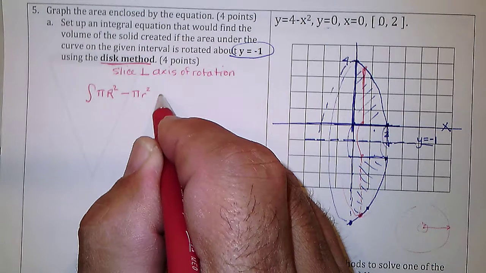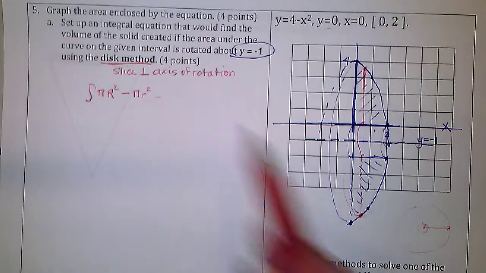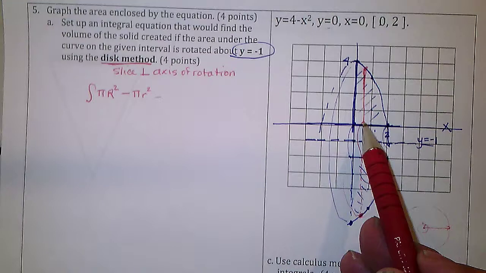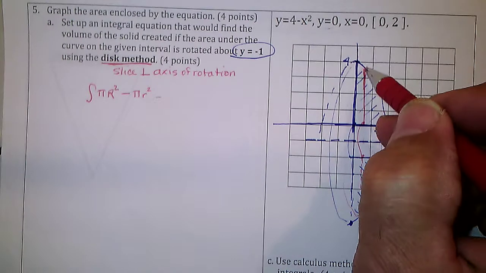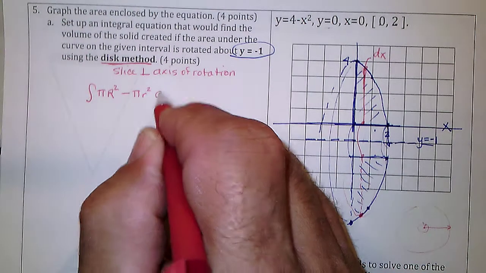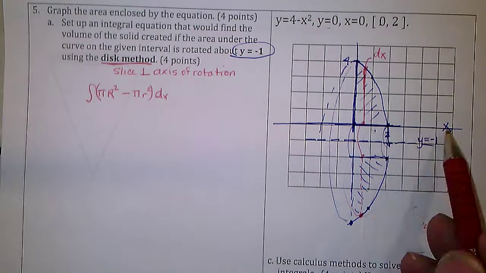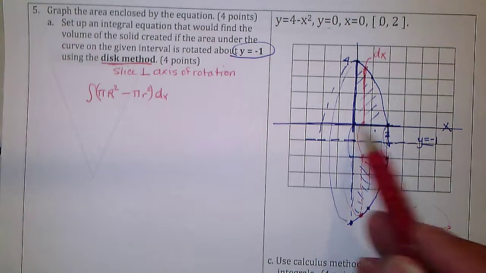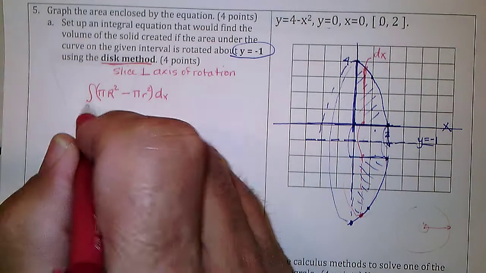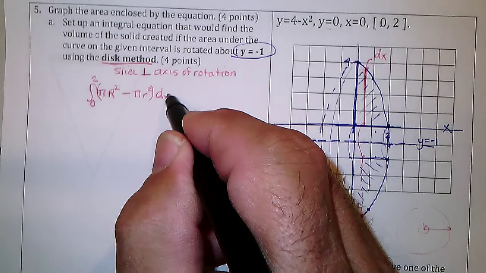Okay, but what's my differential here? Well, if this slice is perpendicular to the x-axis, its thickness is dx. So I'm going to have dx. And x for this shape goes from 0 to 2. So that's the integral, except I don't have it down to a single variable, the variable x.